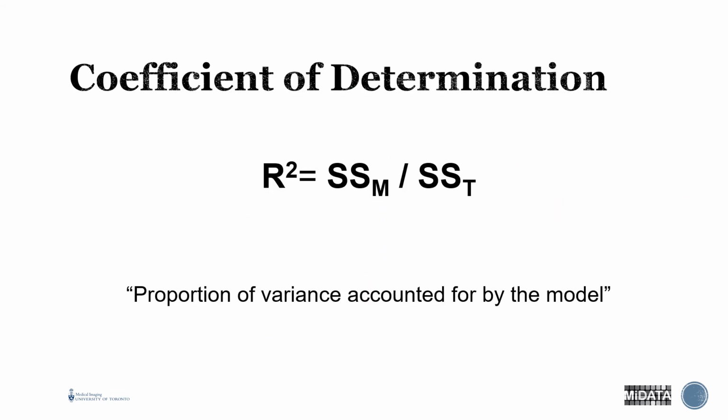So once again, important is the R-square, which we call the coefficient of determination. And now that you know how to calculate sums of squares, the R-square is simply the sums of squares for model divided by the sums of squares total. And it represents the proportion of variance accounted for by the model, as you all know already.